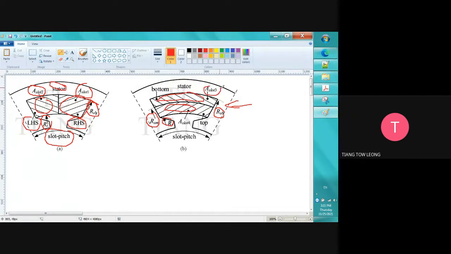The A slot 3 and A slot 4 are the same. Then this one we call the bottom winding, and this is the top winding, even though this is located at the bottom side. But when we slot the winding, we will put this one into the slot first. That's why we call it bottom. And then this is the place that we will see after we finish slotting it. Then it will become the top side.